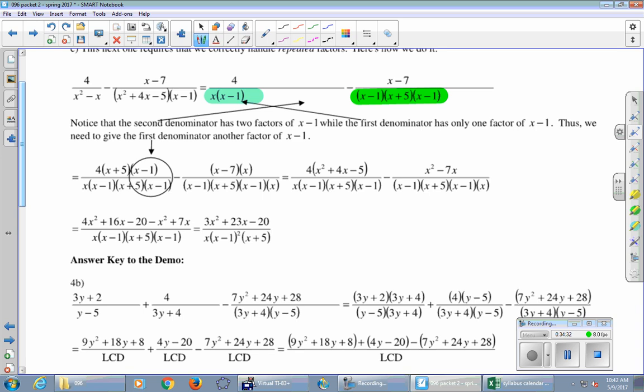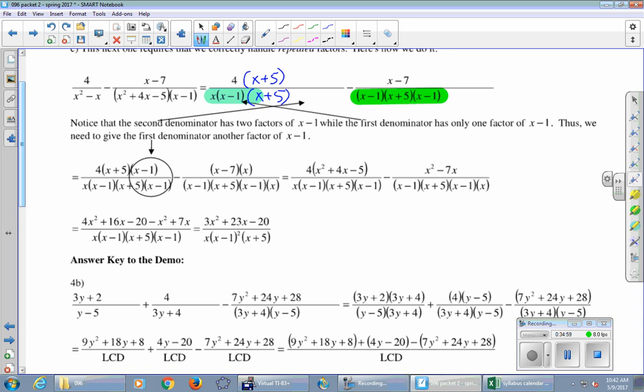I see an x and I see an x minus 1. All right, I see an x minus 1. Good, I've already got that. How about this x plus 5? Do I have that? No, so we give it an x plus 5. Give it downstairs because you want to, and then you give it upstairs because you have to. And we're continuing looking at the green. I see an x minus 1. The first one has an x minus 1.